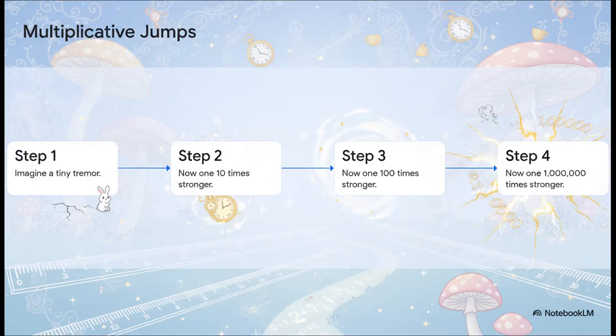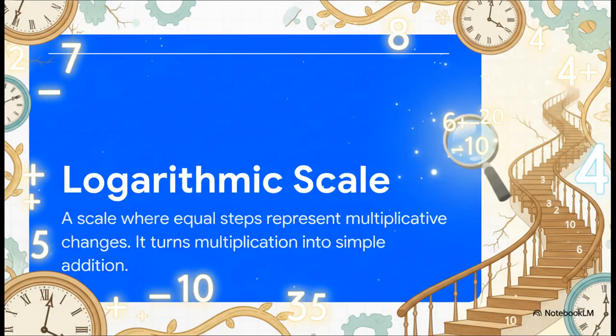Just try to picture that, a tiny tremor. Now 10 times stronger. 100 times. Now 1,000,000 times stronger. How do you possibly fit all of that on one easy-to-read scale? You can't, not with a regular ruler. You need a special kind of ruler, one that's built to handle these gigantic jumps in power. And this is the brilliant solution they came up with.